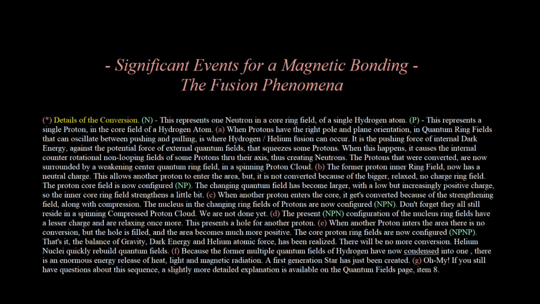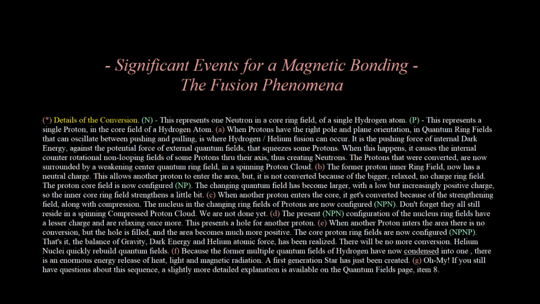When another proton enters the core, it gets converted because of the strengthening field, along with compression. The nucleus in the changing ring fields of protons are now configured, NPN. Don't forget they all still reside in a spinning compressed proton cloud. We are not done yet. D. The present, NPN, configuration of the nucleus ring fields have a lesser charge and are relaxing once more. This presents a hole for another proton.